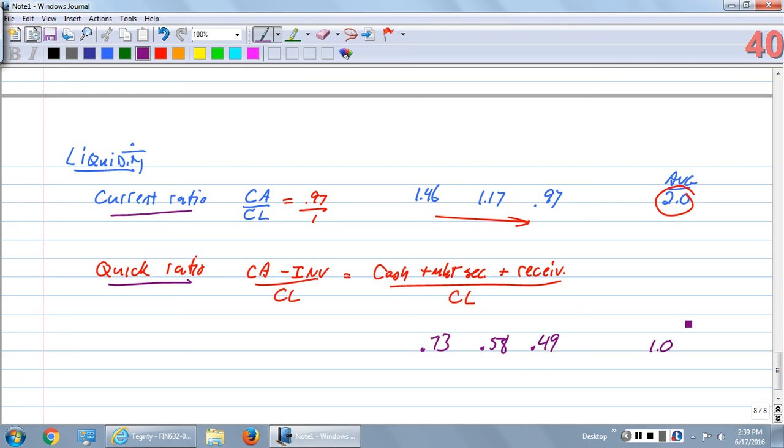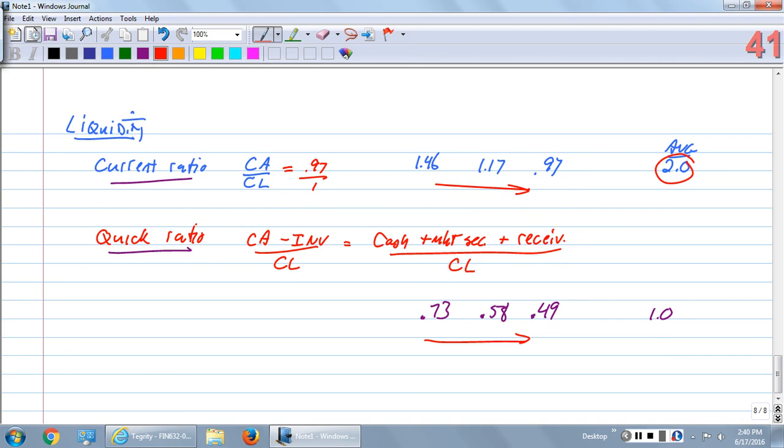Now if you'll look, this firm went from 0.73 to 0.58 to 0.49, and the industry average is 1. Okay, so once again, I think our trend is troublesome, isn't it? Our trend is troublesome. If you'll notice, the current ratio went down and the quick ratio went down. Well, we might have thought by looking at the current ratio that, oh, you know what, it's probably inventory. Maybe we've been buying a lot of inventory and that's what's driving it down. No, I guess we're not buying a lot of inventory, but maybe it's inventory related. It doesn't appear to be inventory related because the quick ratio went down and it doesn't include inventory.